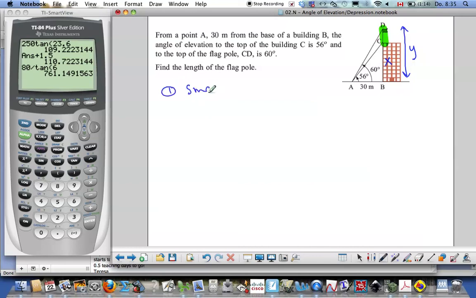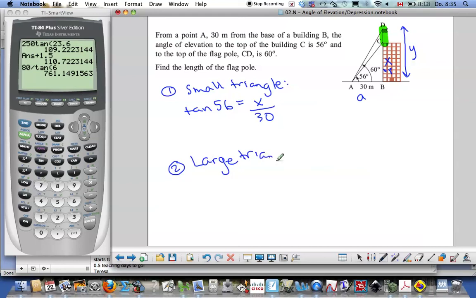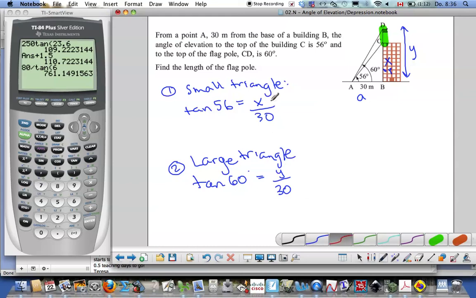First, what sides do we have? We have opposite for both of those, in the small triangle and the big one, and we also have the adjacent for both. This is the adjacent, and that's the hypotenuse. We don't know it and we don't care to know it, because we're dealing with opposite and adjacent, so tangent. The small triangle has 56 degrees: tangent of 56 is equal to x over 30. And the big triangle is tangent 60, equal to y over 30.